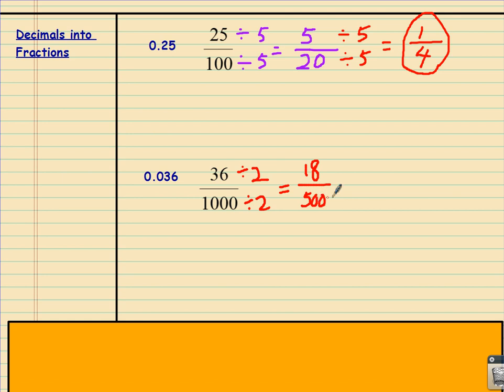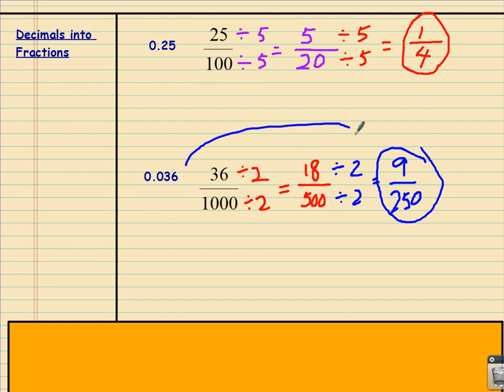Now both these numbers are still even, so let's do that again. Divided by 2, 18 divided by 2 is 9. 500 divided by 2 is 250. And I believe this is simplest form. Our decimal, 36 thousandths, became the fraction 9 over 250. And that concludes our presentation for today.